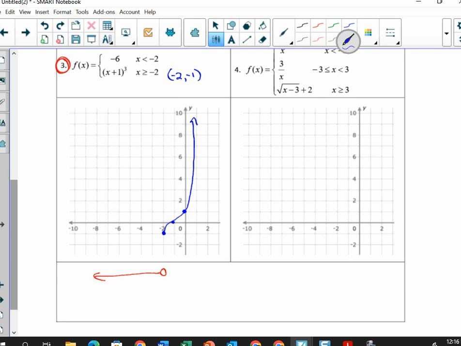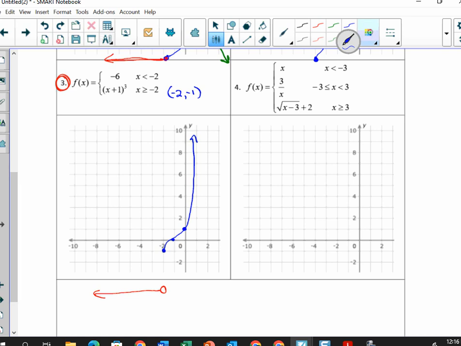It does on the right. Because it says only x value is greater than or equal to -2. So it's got to stop. That's why we plug in that point so we know where it stops. Questions on 3? Okay.